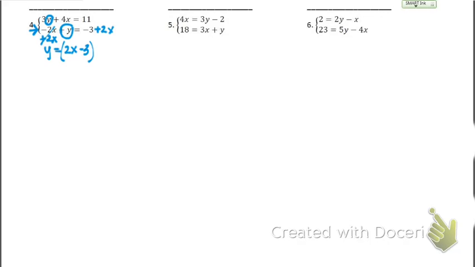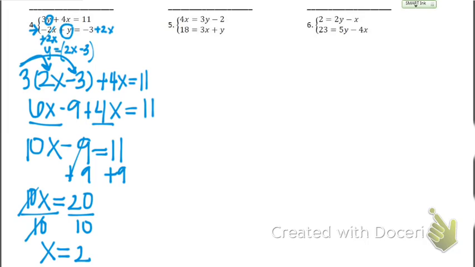So when I substitute that value in, I should get 3 times y, but we're going to replace y with 2x minus 3, plus 4x equals 11. Thumbs up. You got this so far. Excellent. You can keep working if you have not done so already.